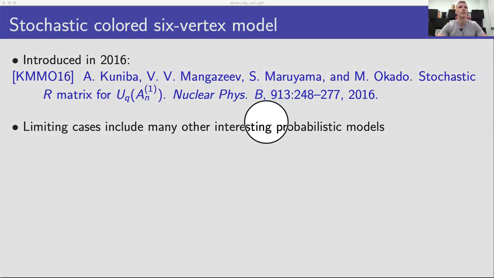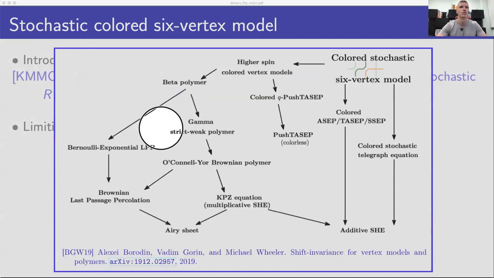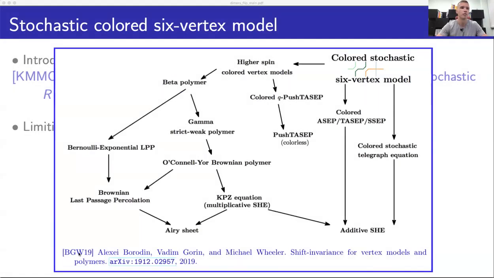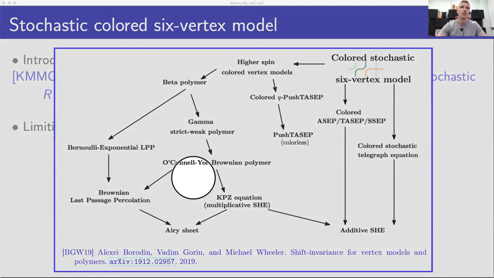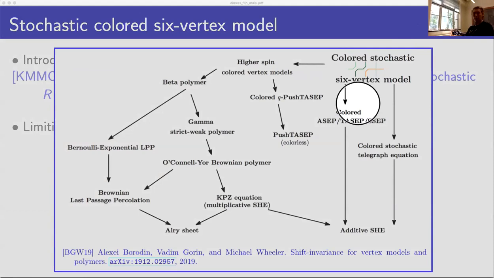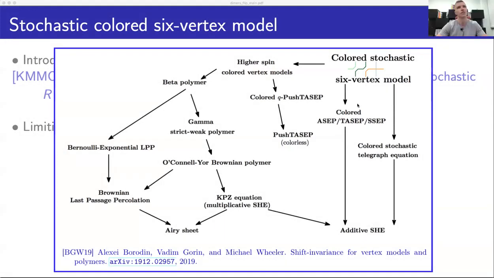Yeah. So if you're clever at specifying these parameters to different values, then you get many different models. And to show you how many you get, here's a chart from a paper by Borodin-Gorin-Wheeler. Here at the top, you see this stochastic colored six-vertex model. And then all the other things are what you get by taking limits in different ways. So there are some interesting things like ASEP, and there is the KPZ equation, Brownian percolation. I'm not going to talk about those, but those are pretty interesting things.